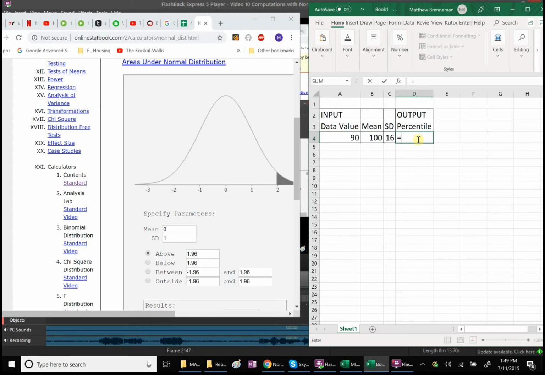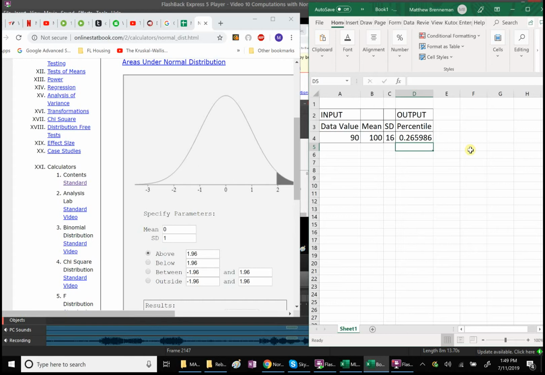So now I'm going to go ahead and compute the percentile. So we use norm.dist. This is my data value. This is my mean. This is the standard deviation. And the last one is a little complicated to explain, but basically it's asking you whether you want the percentile or not. So we do want the percentile. So I'm going to go ahead and click true. And there we go. So a person that has an IQ of 90 is roughly in the 26.6 percentile.